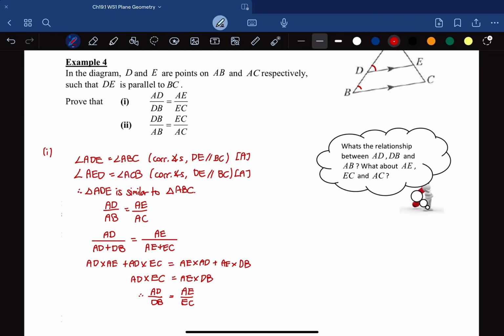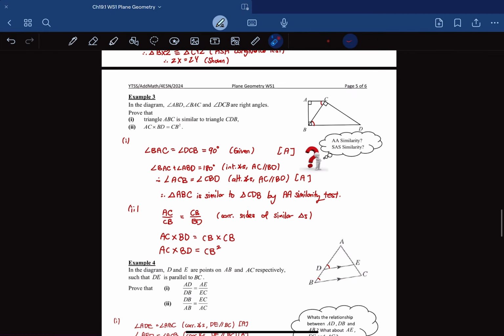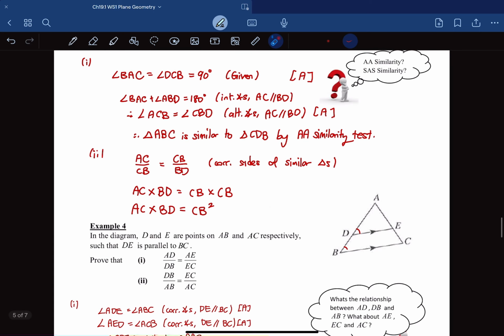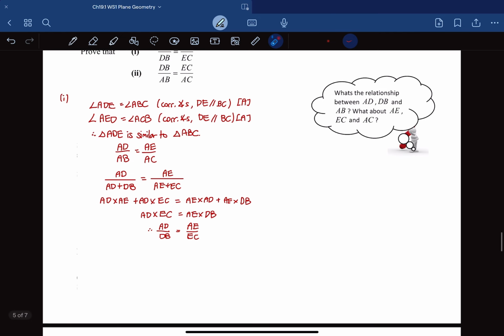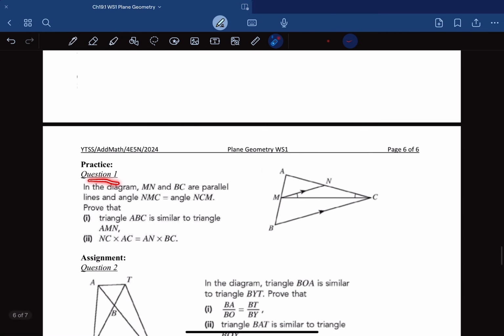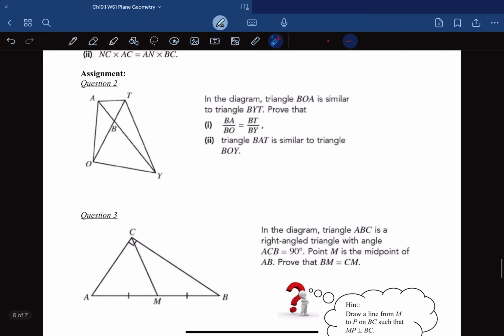Okay, hi everyone. This video will finish up the plane geometry worksheet 1. We were previously at example 4. For this video, I'll finish up part 2 of example 4, and then I'll do practice question 1. After that, you go back and finish up assignment questions 2 and 3 by yourself.